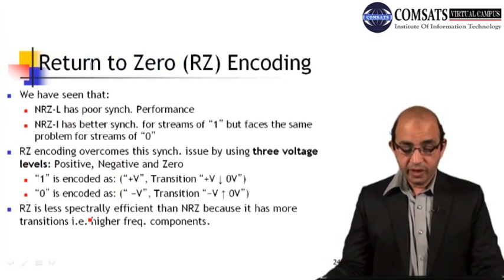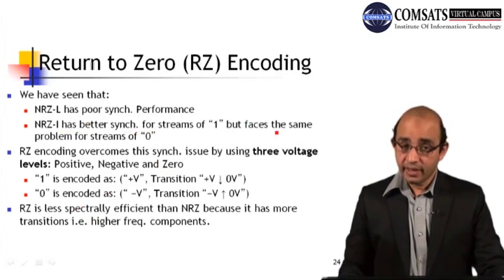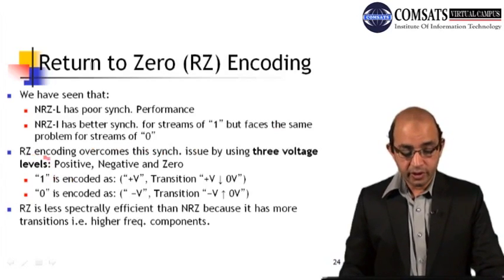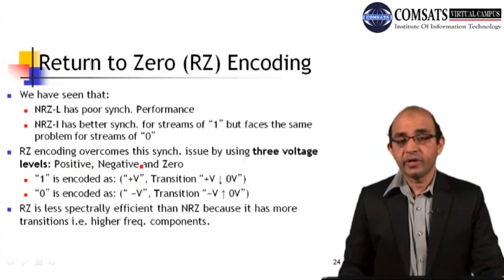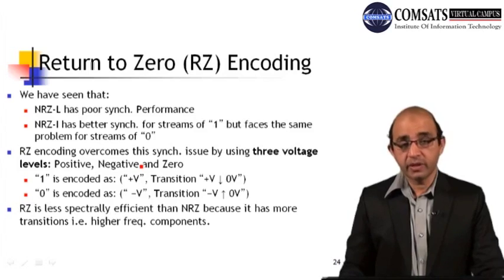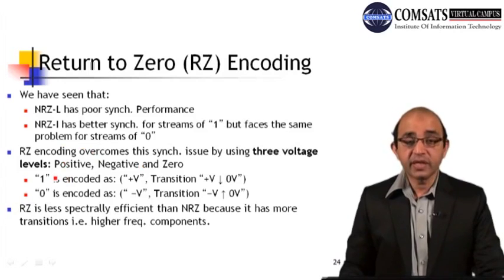And then we have return to 0 encoding. NRZ has poor synchronization performance, and this inversion has better synchronization for a stream of ones, but it has to face certain problems when we have a continuous stream of zeros, right? So return to 0 encoding overcomes this synchronization issue by using 3 voltage levels, right? Positive, negative, and 0. Before we were using only 2 levels, plus voltage, minus voltage, right? Or maybe in unipolar we are using only 1 level. So over here we are using 3 levels, right?